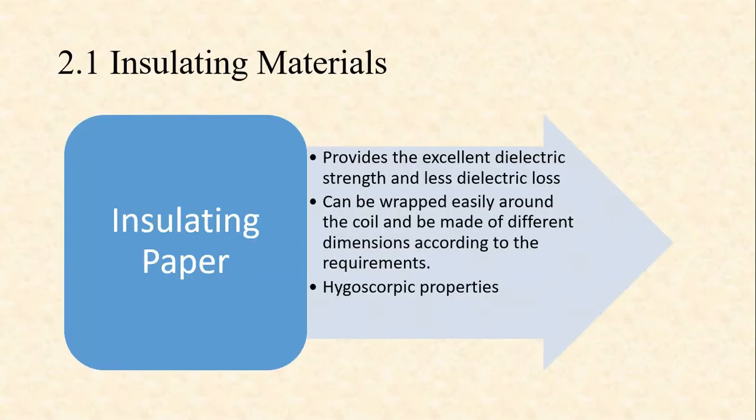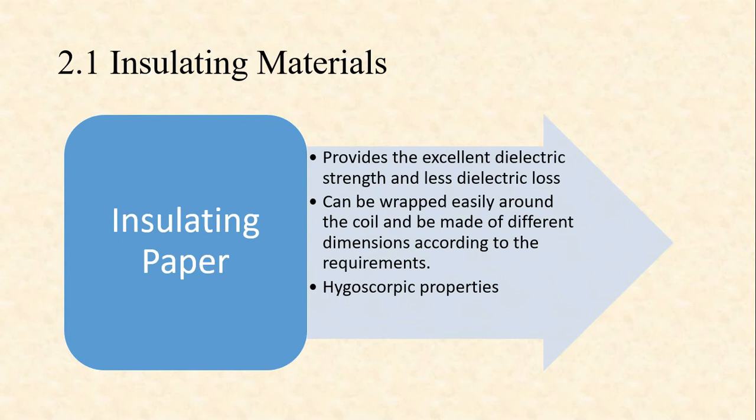Now I'm going to talk about the literature review of this project. First, I'm going to talk about the insulating materials used in transformer. There are two insulating materials used in transformer. One is insulating paper, another one is insulating oil. Insulating paper provides excellent dielectric strength and less dielectric loss. It can be wrapped easily around the coil and be made of different dimensions according to the requirements.